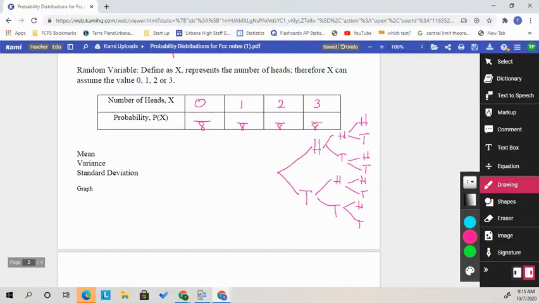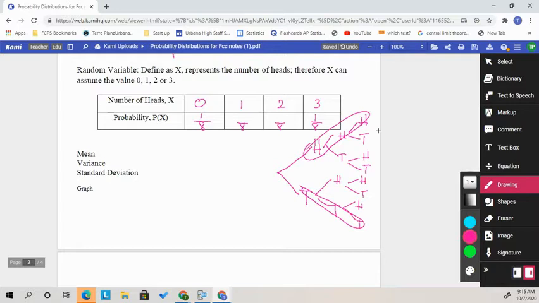All right, so I want to go through and count. So how many of these outcomes have 0 heads? That would be tails, tails, tails. That's only 1. And I'm going to do the other easy one. How many outcomes have 3 heads? That's this one right here, heads, heads, heads. That would be 1.